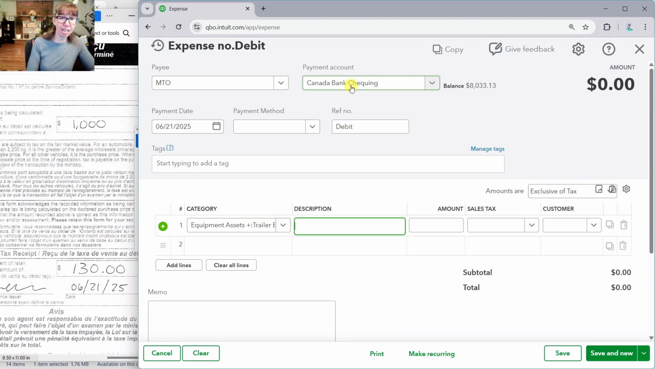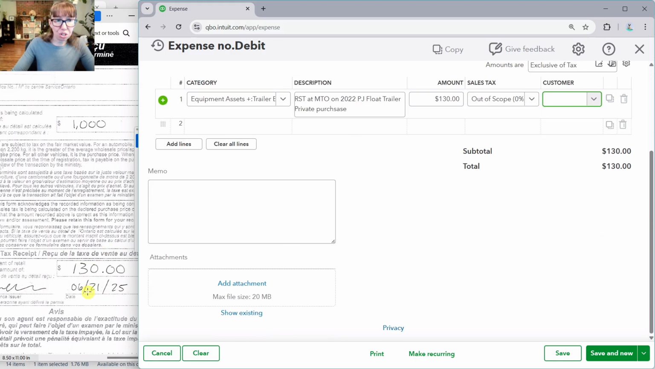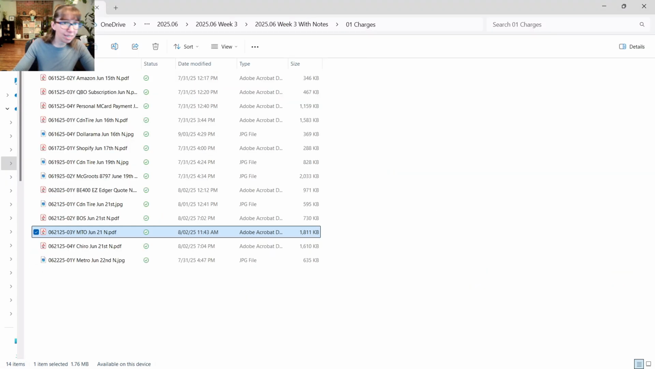And we're actually going to say RST at MTO on PJ, on 2022 PJ float trailer private purchase like this. And that's 130, and there is no HST on the sales tax like this. And you can also attach this as well if you wanted, and we're going to go save and new. Okay, let's take a look at what is next.